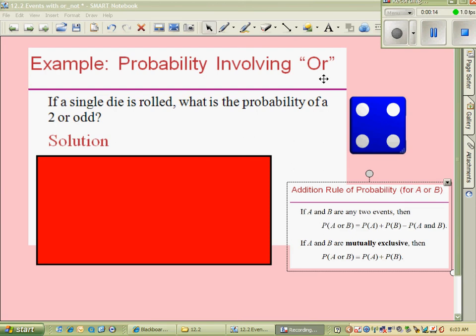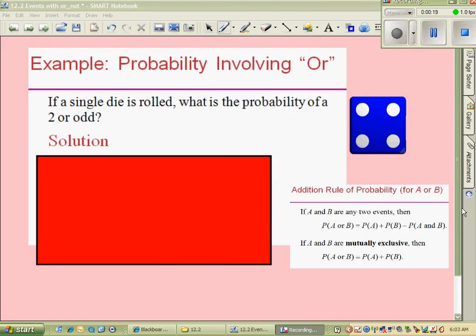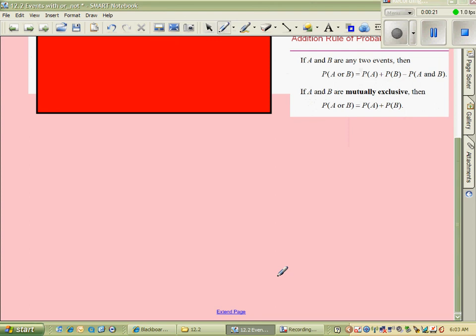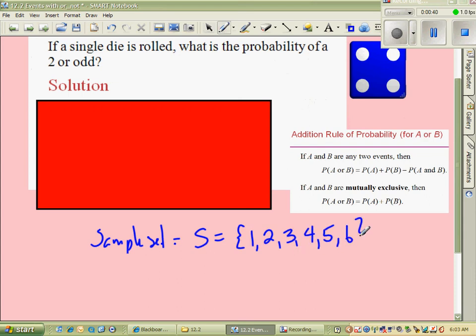Okay, let's think about our sample set for a second. In this case, our sample set is small enough that it's not going to be too difficult for us to actually think about what's happening. So we're rolling one die. So our sample set, in this case, is going to be 1, 2, 3, 4, 5, 6. So, the question is what is the probability of being 2 or being odd?